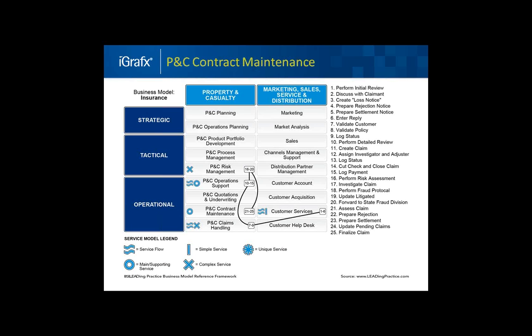And by the way, that's quite a complex process we're talking about here, which you already indicate. So this is the business modeling which you saw in session 1 and 2 applied within the different areas. Then there is a flow back between the property and casualty contract maintenance again. In this case, they assess the claim, prepare the rejection, if that's the case, or prepare the settlement, update the pending claims, and finalize the claim.